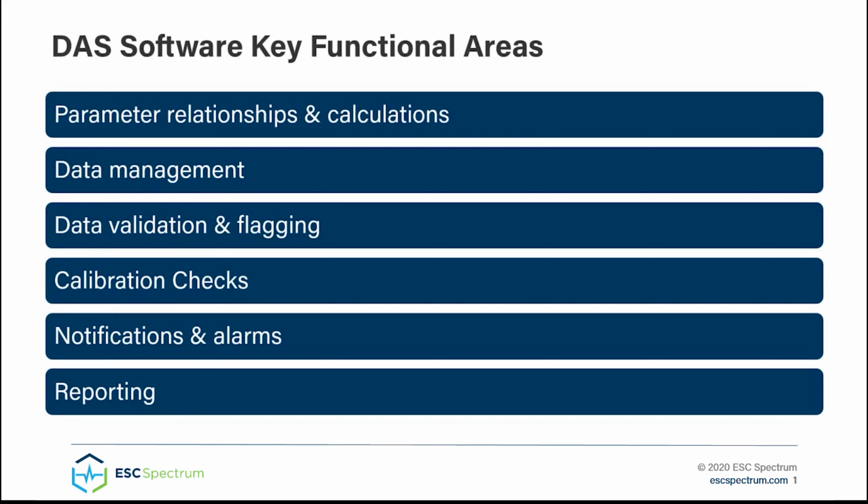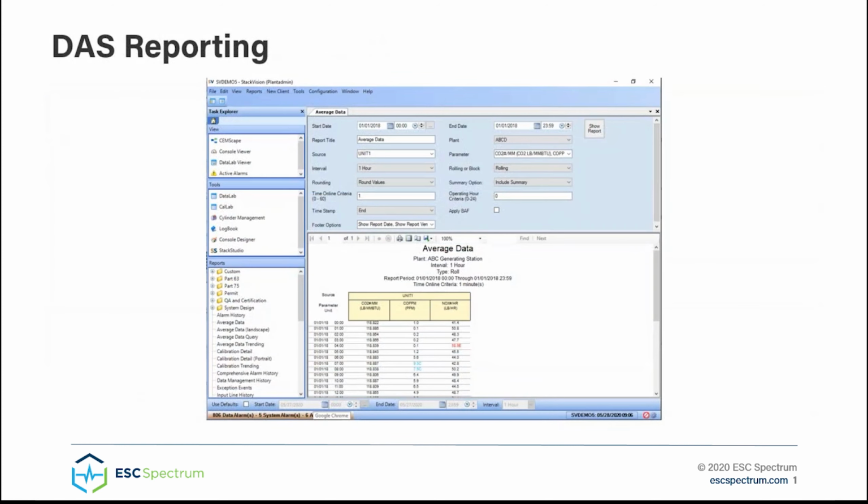Now we'll shift our focus to reporting, the final key functional area of a DAS. Although presented last, reporting is one of the most important features. Your DAS should include a large library of reports for regulatory, QA certification, system design, and general reporting. As an example, StackVision comes standard with over 90 reports and allows further customization when needed.